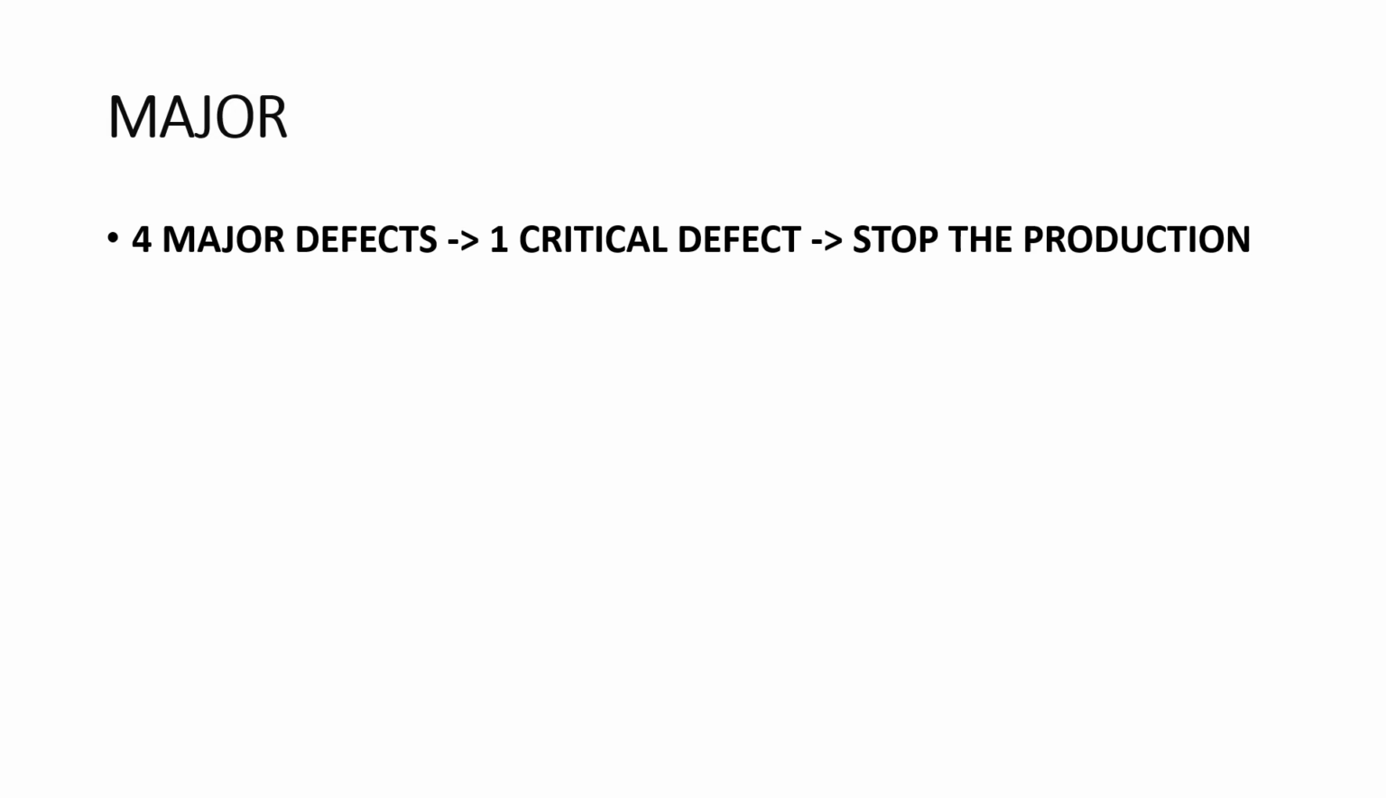So you can really understand now, students, by major defects how it relates and what is the consequence of major defects occurring in a fabric or garment. So 4 major defects is equivalent to 1 critical defect.